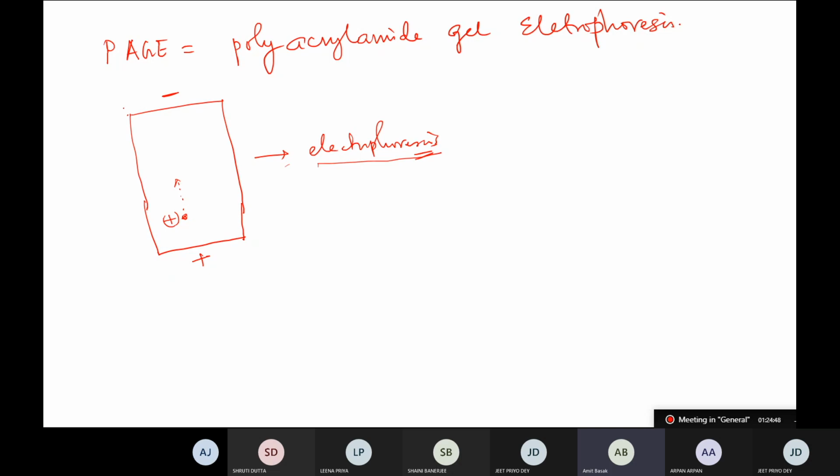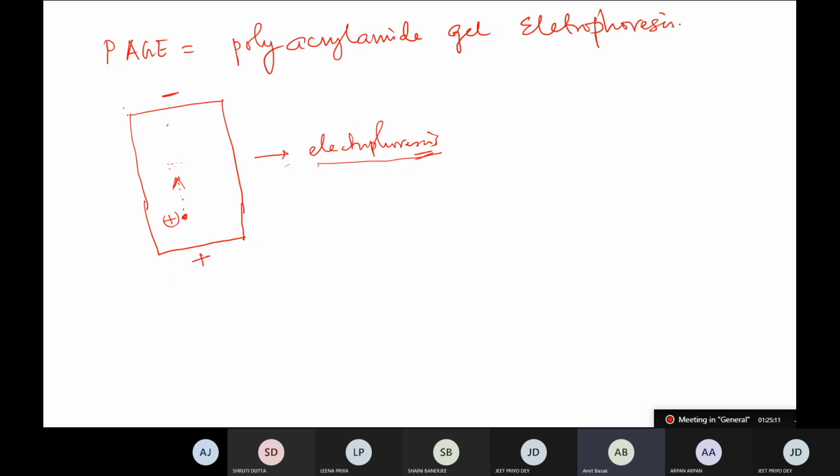Now the question is, what controls this movement? How much will the protein move? That depends, of course, on how much time you are doing this electrophoresis. If you do it for 2 hours, the protein may move up to that point. If you do it for 1 hour, the protein may have moved up to this point. So time is definitely important.